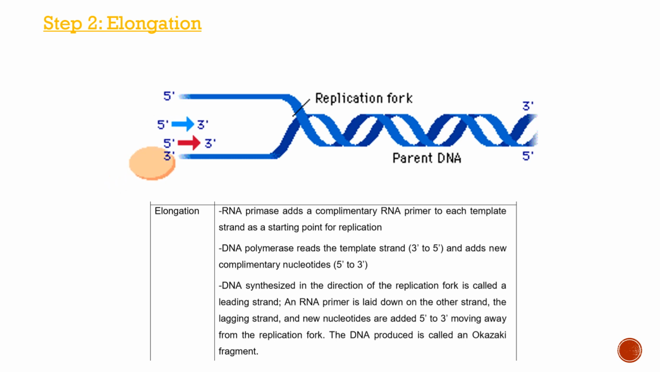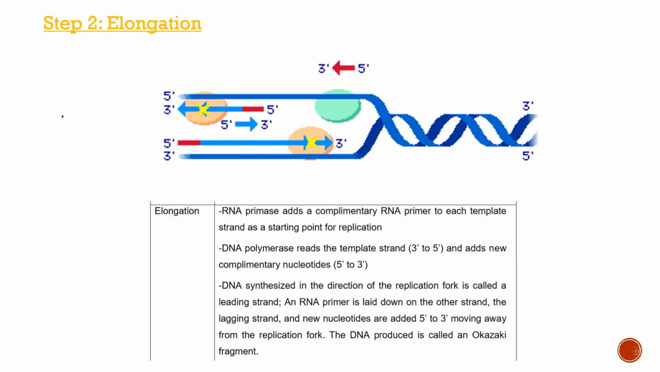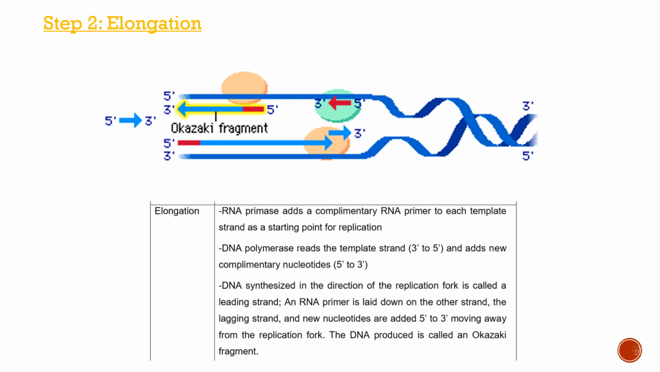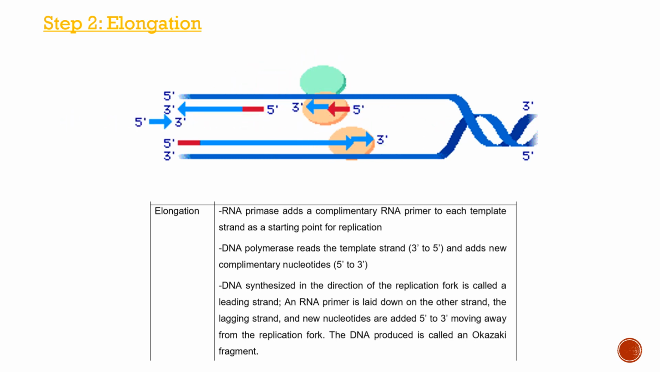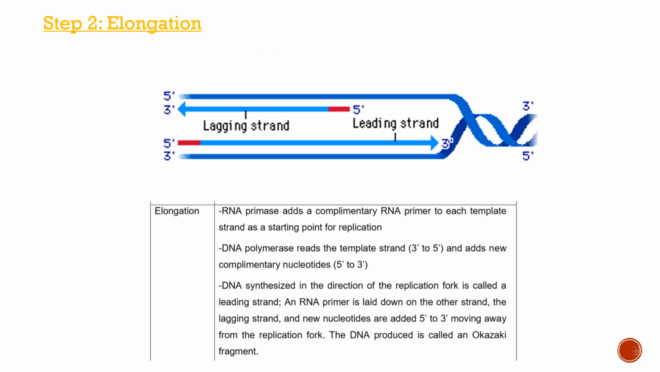And then DNA polymerase, in peach here, reads the template strand and adds new complementary nucleotides in a 5' to 3' direction. So this strand under is called the leading strand, and the strand above is called the lagging strand. In the lagging strand, an RNA primer is also laid there, and new nucleotides are added in a 5' to 3' direction moving away from the replication fork. And the DNA produced here is called an Okazaki fragment.